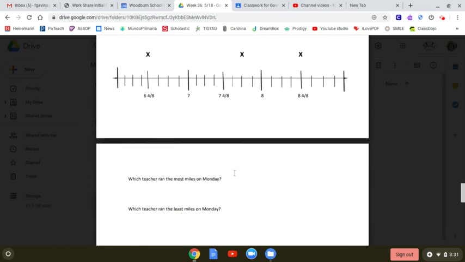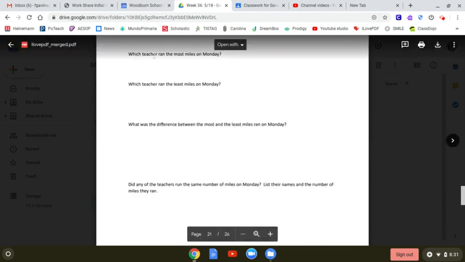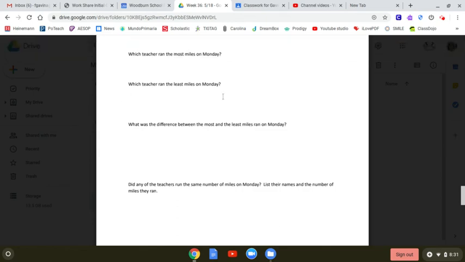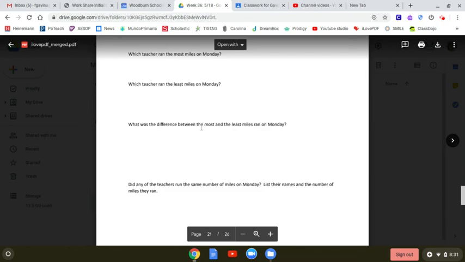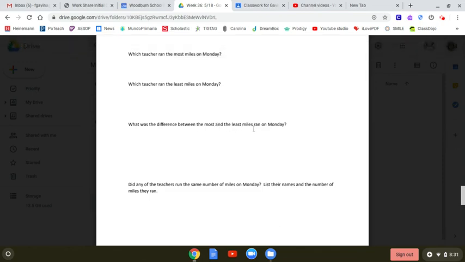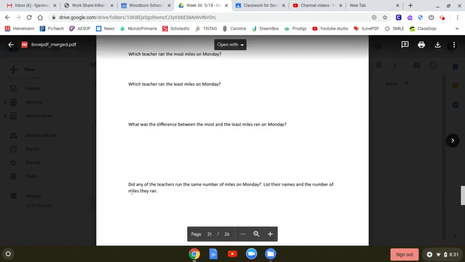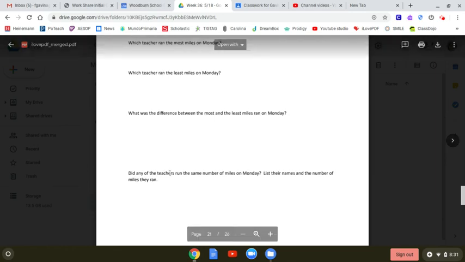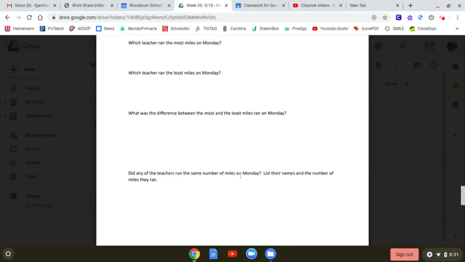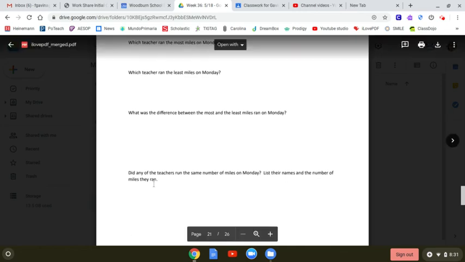And these are the questions. Which teacher ran the most miles on Monday? Which teacher ran the least miles on Monday? What is the difference between the most and the least miles ran on Monday? Did any of the teachers run the same number of miles on Monday? List the names and the number of miles they ran.